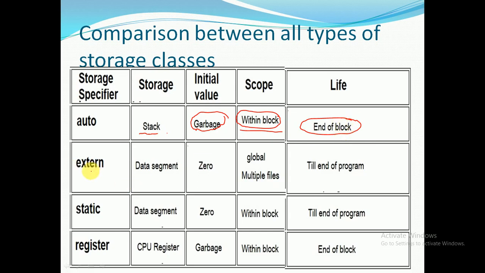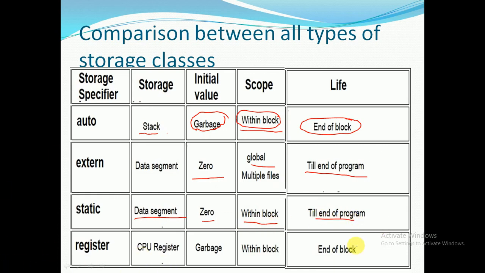Extern is nothing but global. The initial value is compulsorily 0. It has global scope until the end of the program. If you declare variables as global variables, they are valid up to the end of the program, because they can be used anywhere in the program. Next is static. We call it a data segment storage location. Initial value is 0. It works within the block only, and lives till the end of the program.